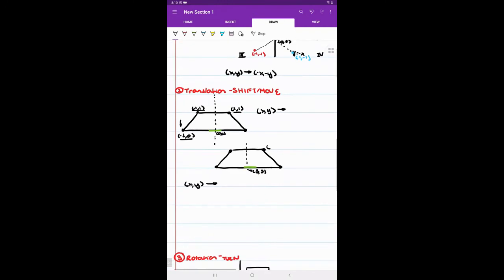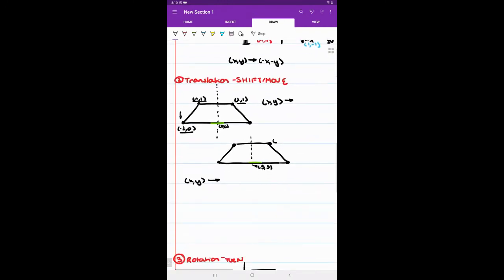Now, the second transformation I want to go over is translation, and that's a shift or move. So let's say I have this trapezoid. Oh, sorry, this coordinate was written in. I have this trapezoid, and we have the coordinates of the corners of the trapezoid, and also the midpoint of the base of the trapezoid is at 0, 0. It's at the origin. But let's say I don't want the trapezoid to be at the origin. I actually want that midpoint in the base to be at the point 3, 3. Who knows why? I just do.